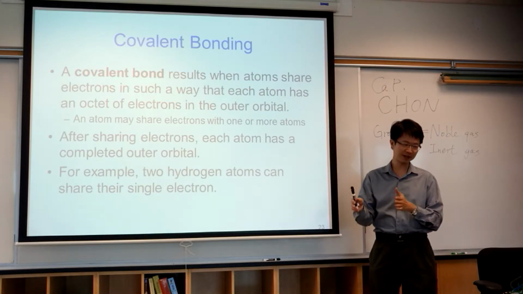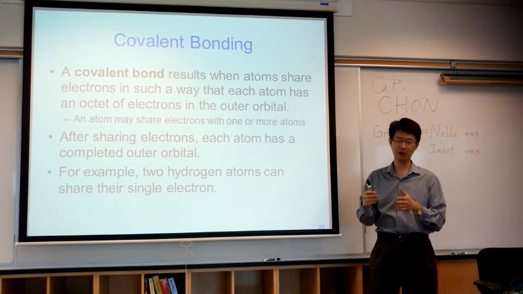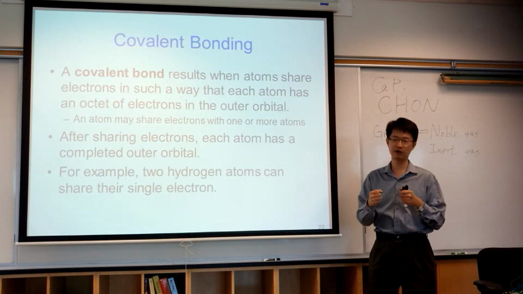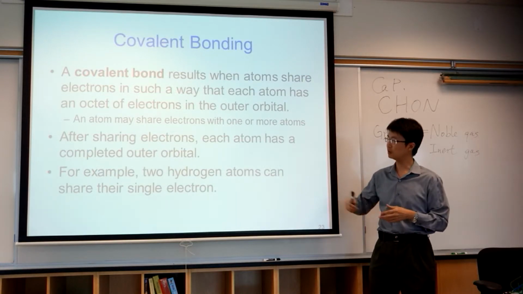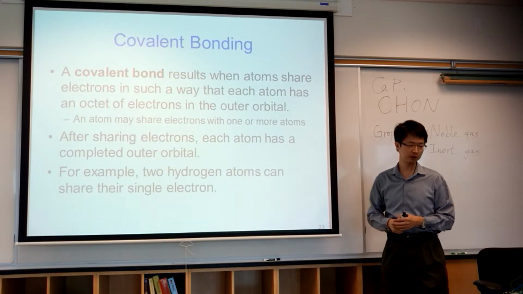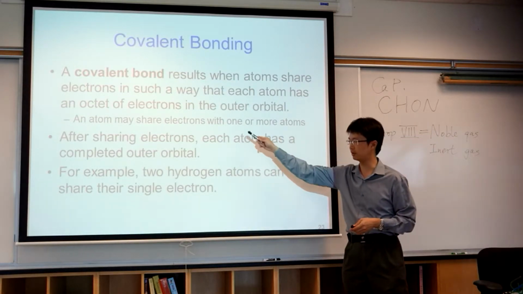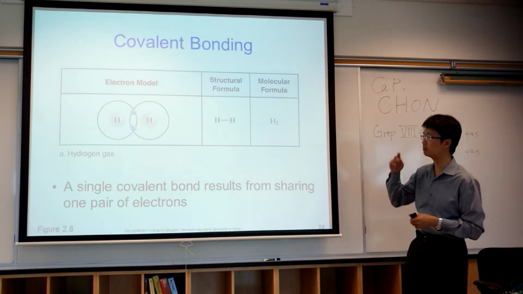Goldie Hawn and Kurt Russell have never gotten married, but they have had a cohabitation relationship for a long time, and their relationship is very strong, stronger than many officially married couples. Similarly, a covalent bond is also very strong, but it is not an official marriage because they only share everything. They only share the electrons. So this is the analogy of the covalent bond.